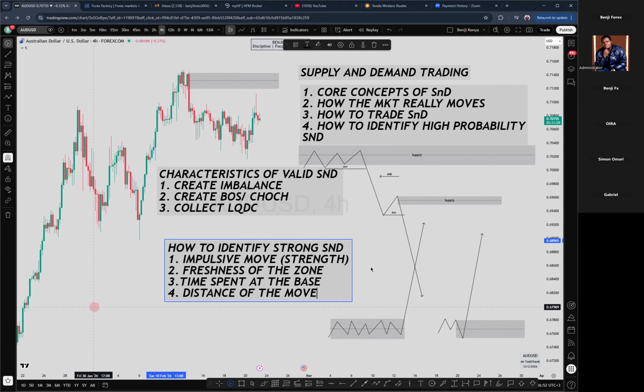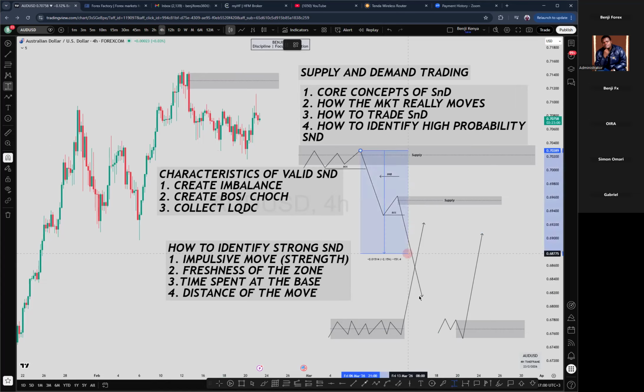So we might have a sharp impulsive move like the one that is here, but also the distance of the move matters. As you can see, the move originated from that area all the way down to this particular area. So this is the distance of the move. The longer the distance, the more valid the supply zone. So whenever we have supply and demand areas where we have a big impulsive move, it is very fresh, it has not been mitigated, the time spent on the base didn't take a lot of time, and the distance of the move was quite big, this makes it a very valid supply and demand area, and that's going to make our work so simple.